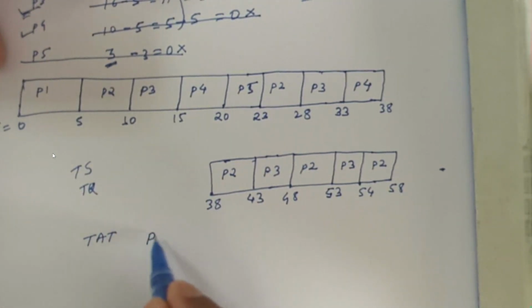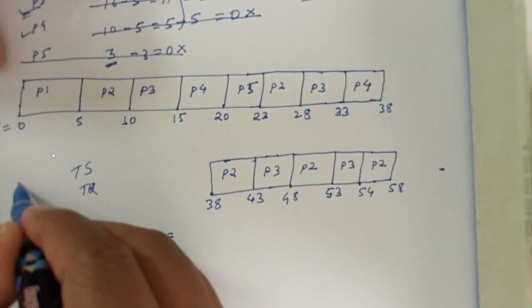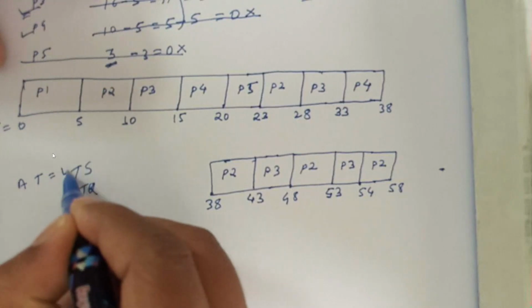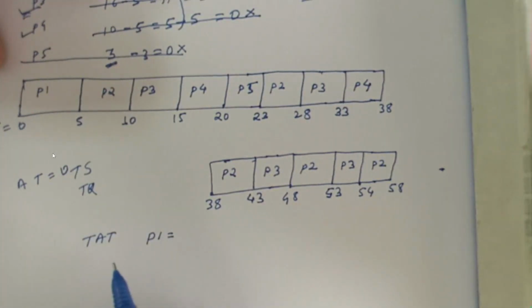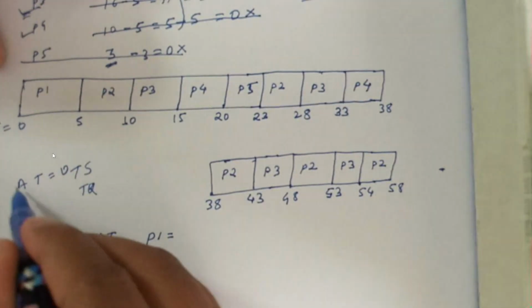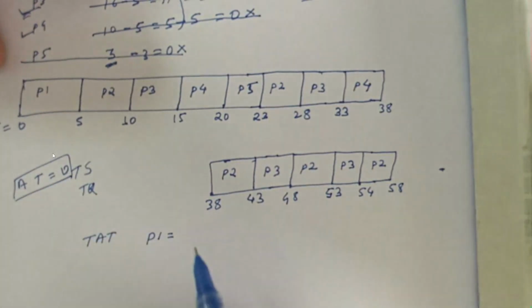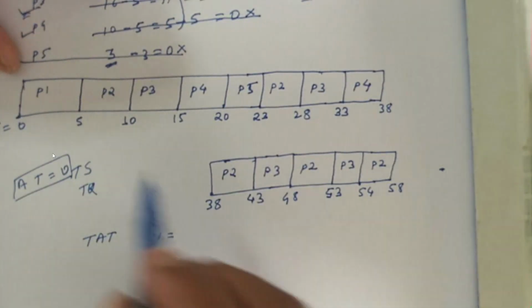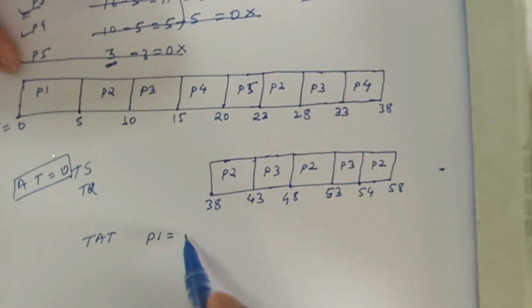So let's calculate turnaround time for process P1. Here arrival time of every process is considered as 0. That means every process is submitted at t equal to 0. So process P1 is submitted at t equal to 0 and process P1 is completed at t equal to 5. So turnaround time for process P1 is 5.